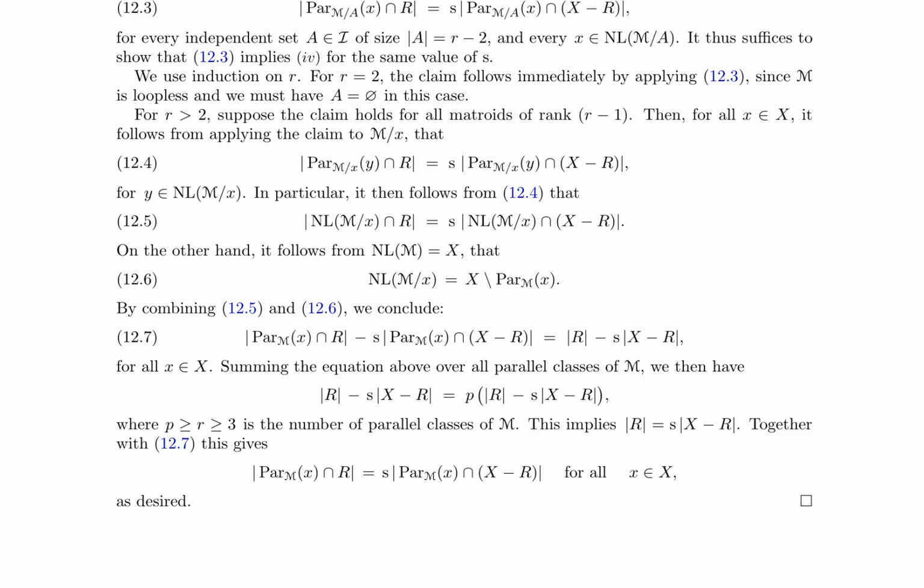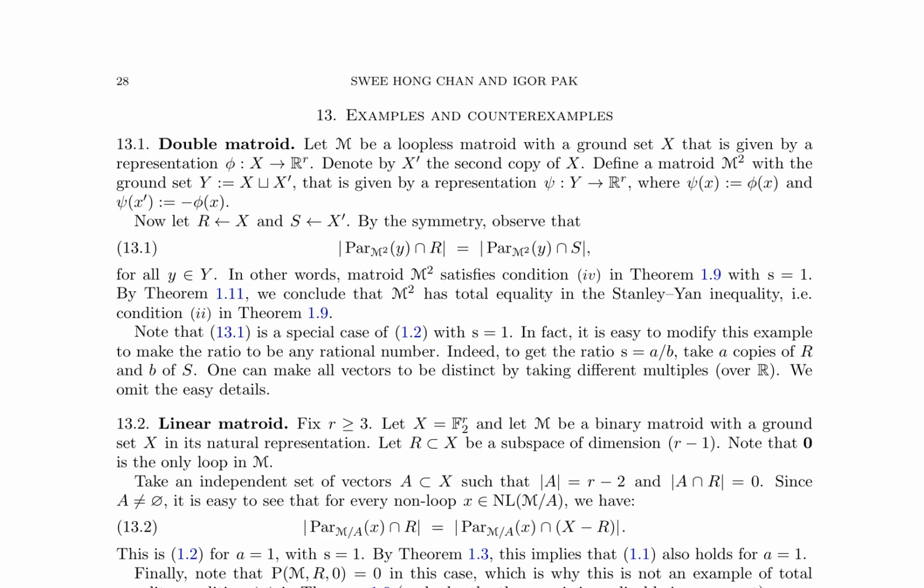Next, we turn our attention to the linear matroid example, where M is a binary matroid with a ground set X = F_2 squared. In this case, we have a loopless matroid, and the Stanley-Yan inequality holds for A = 1. This is because for every non-loop x ∈ NL(M,A), we have span(A,x) ∩ R = span(A,x) ∩ X_R.